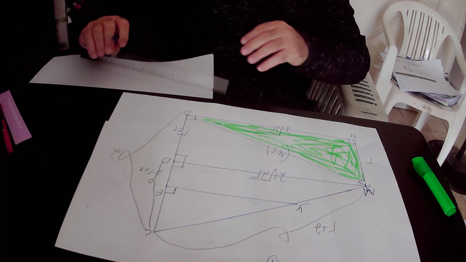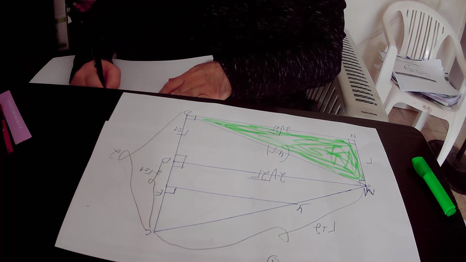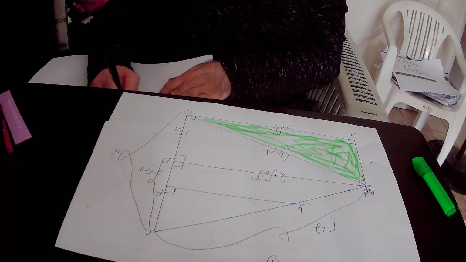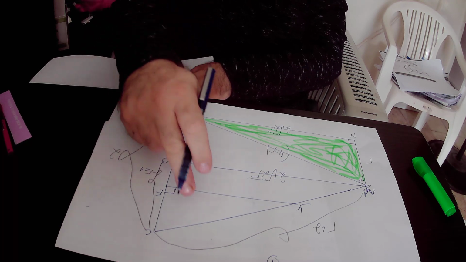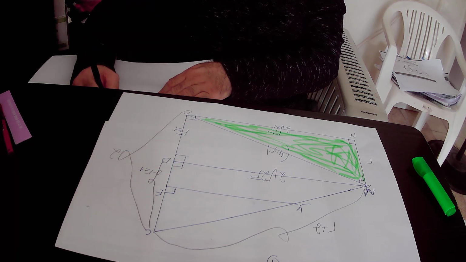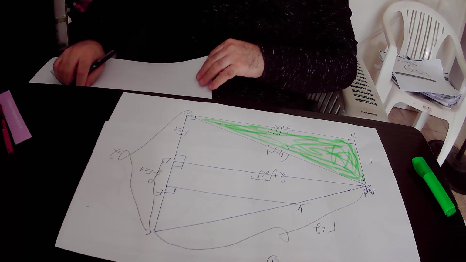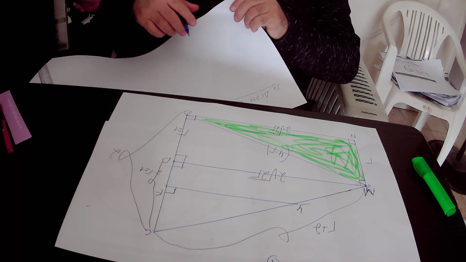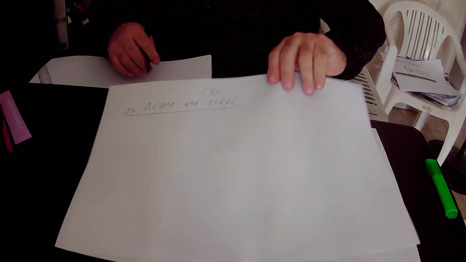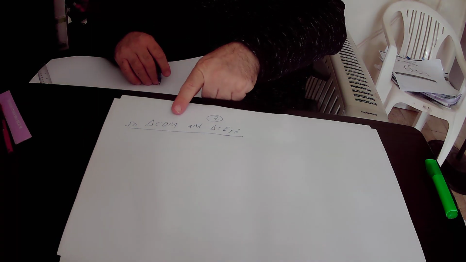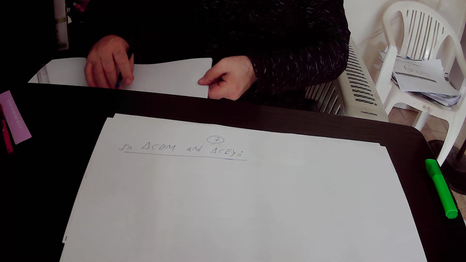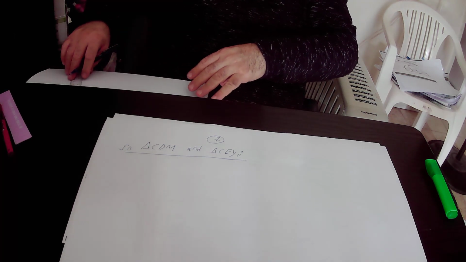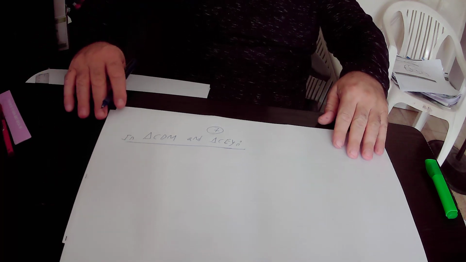And we will also focus on the smaller right triangle CEY. I will repeat again. We will focus on the right triangle CDM, and on the right triangle CEY. And we will prove that those two right triangles are similar to each other. Okay?